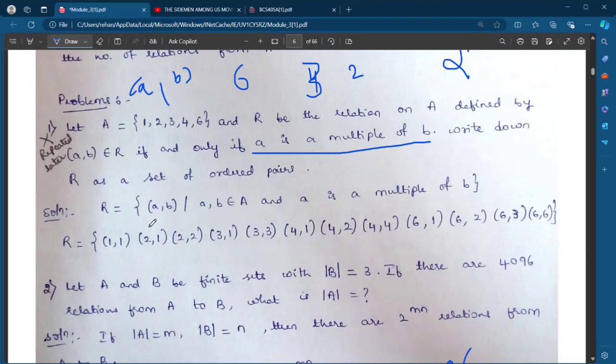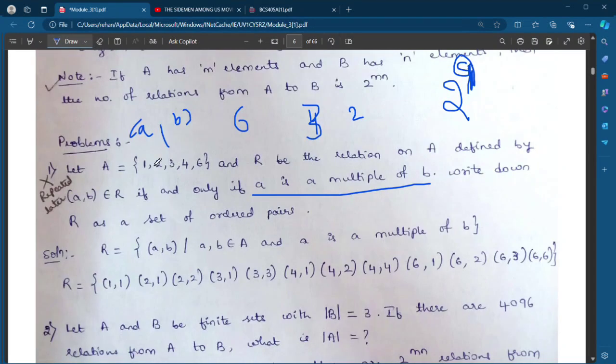Let our relation R be the set of ordered pairs (a, b) such that (a, b) belongs to A and a is a multiple of b. A very simple thing you have to do: 1 is a multiple of 1 itself, so I'll write (1, 1). Now I'm taking 2. 2 is a multiple of 1 and of itself. Similarly 3 is a multiple of 1. Every number is a multiple of 1.